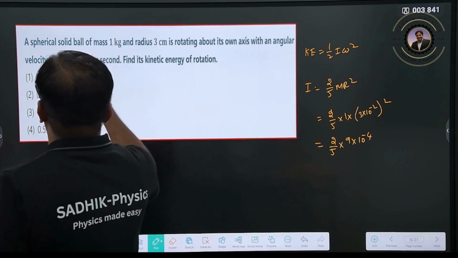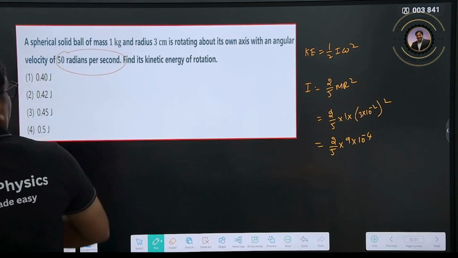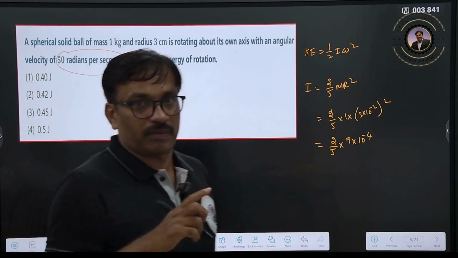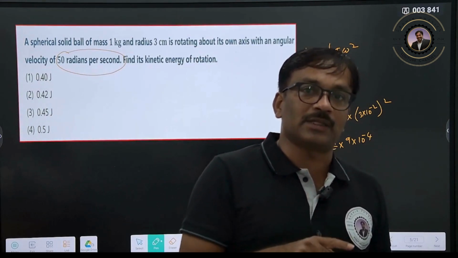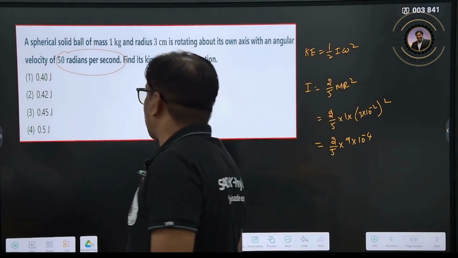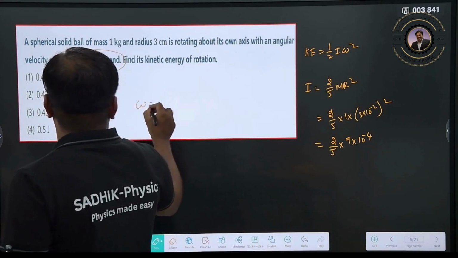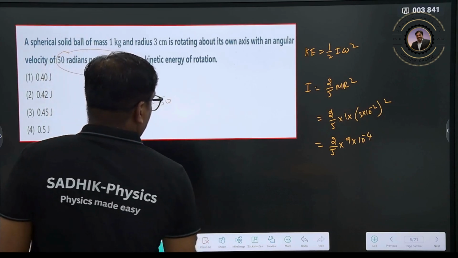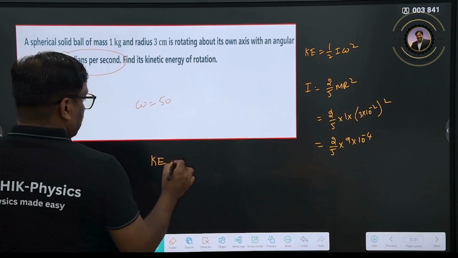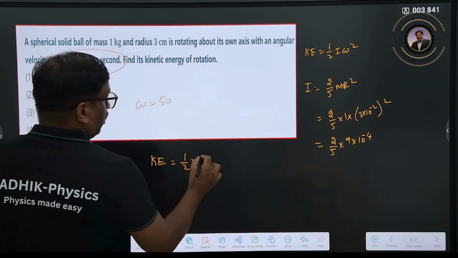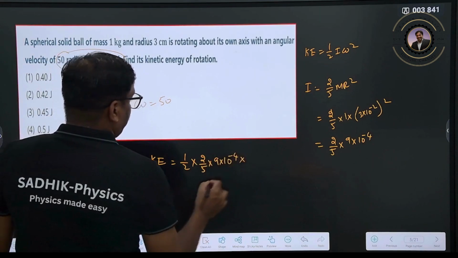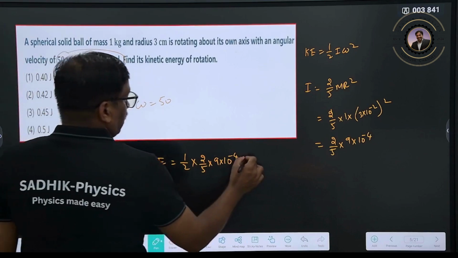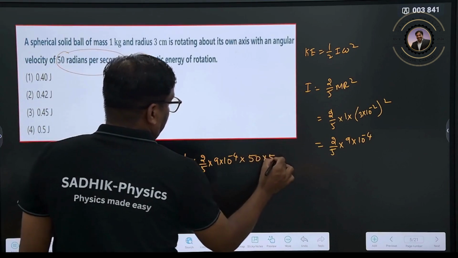So it is rotating with 50 radians per second. Be careful, 50 radians per second, not rotation per second. Radians per second is nothing but angular velocity given. Therefore, omega is given as 50. So kinetic energy can be written as half into 2 by 5 into 9 into 10 to the power of minus 4 into omega square. Omega square is nothing but 50 into 50.